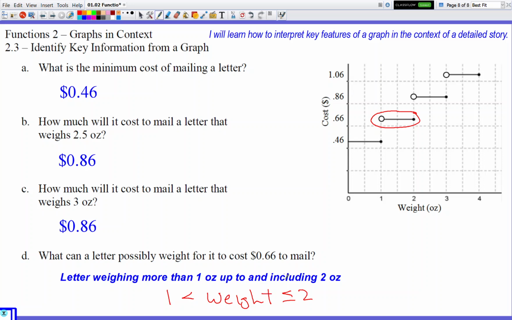So in blue, we have pretty much the written way, the spoken way of answering this question.